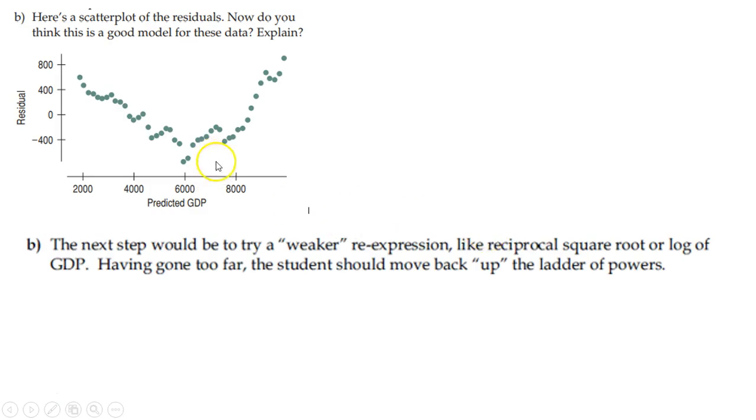And it says the next step would be to try a weaker re-expression, like maybe you try the reciprocal square root or a log, right? Seeing what you can do to figure it out. So maybe you try one of those to re-express the data, is basically what they're saying. So having gone too far, the student should move back up the ladder.